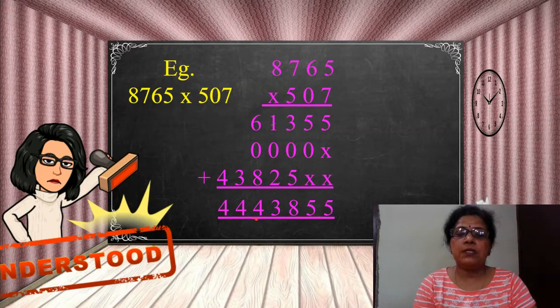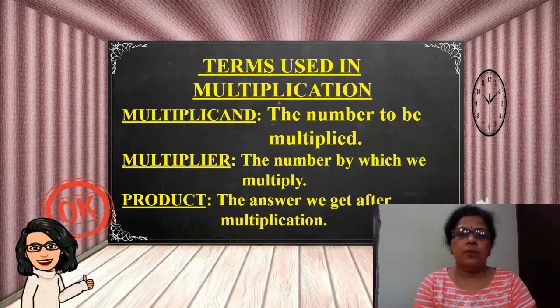But always keep this thing in mind that whenever you are writing numbers, they should come in a column. Because if they are not written in a column, there are chances of mistakes. So be careful, students. Now, let's see the terms used in multiplication. First is multiplicand. Multiplicand is the number which we are going to multiply. It's written on the top, the number to be multiplied.